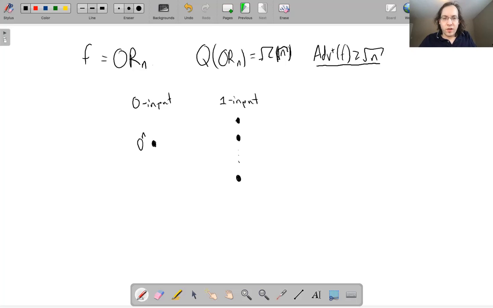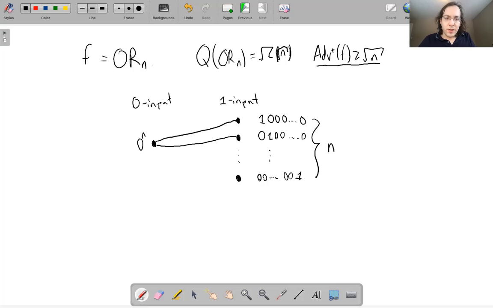So there's n of them. And this first one is the string 1, 0, 0, 0, 0. The second one is 0, 1, 0, 0, 0, and so on. And the last one is 0, 0, 0, 0, 1. And there's n of these. And we will draw the complete bipartite graph on these sets. So this is going to be G. So we've now defined our graph G.